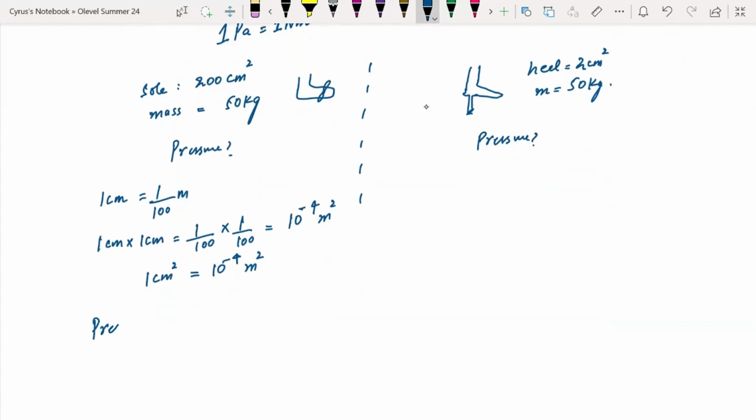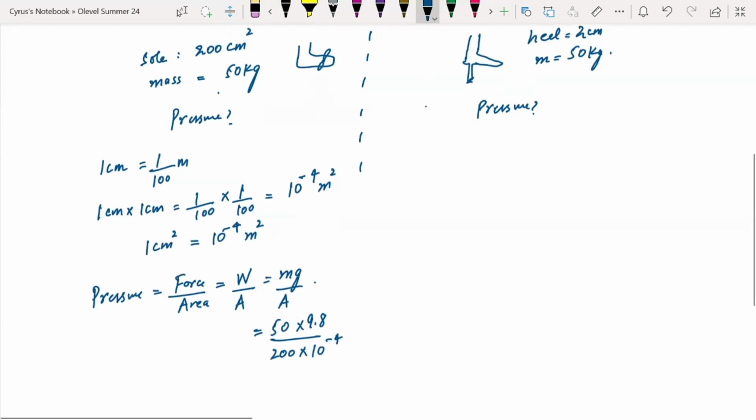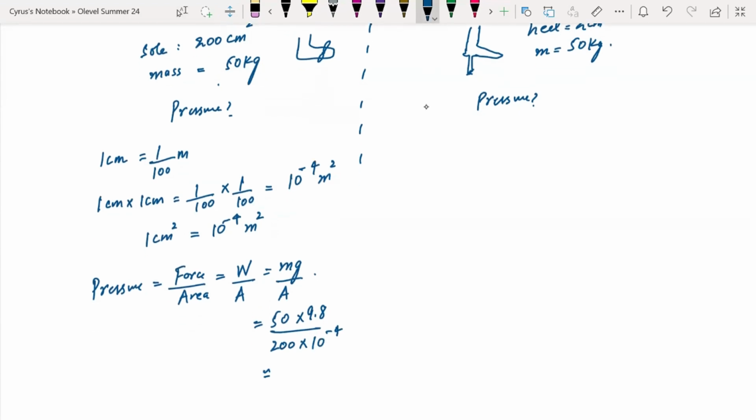तो आपने क्या करना है? आपने प्रेशर निकालना है. प्रेशर is force over area. फोर्स को आप कन्वर्ट करेंगे वेट में. वेट इज mg. This is the mass. So that is the weight over area, which is mg over area. Now the mass is 50. The gravitational field strength is 9.8 on Earth. Area is 200 multiplied by 10 raised to power minus 4. So once you do the maths, the answer is approximately equivalent to 25,000 Pascal.